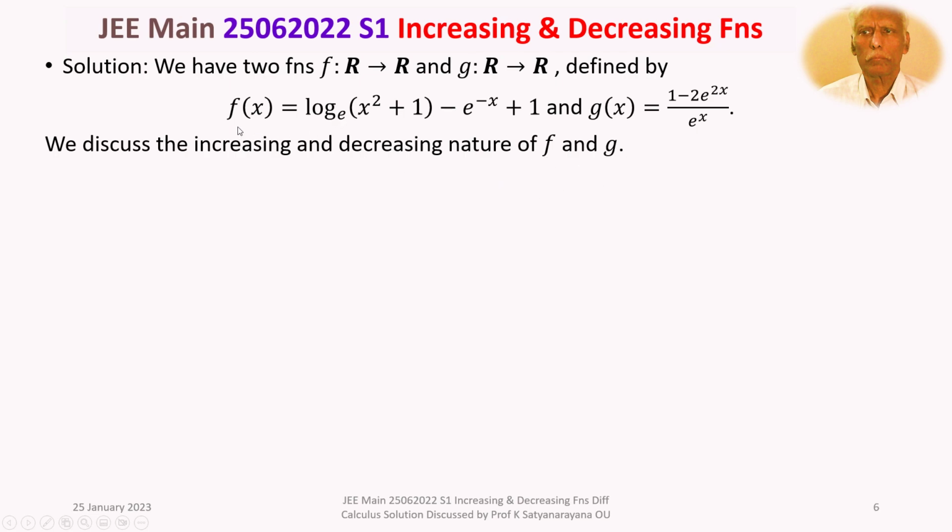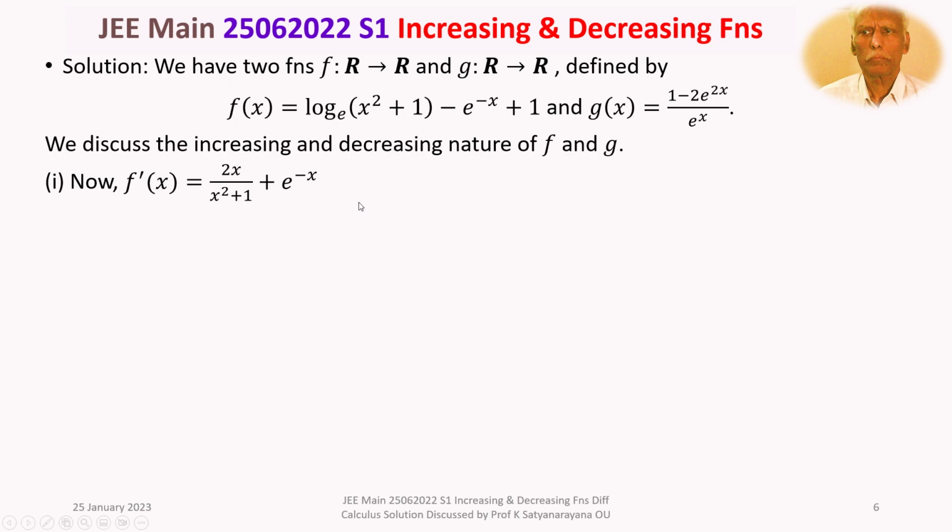First, we talk about f of x. We take f of x and take its first derivative. F prime x is equal to the derivative of log of x square plus 1, which is 2x by x square plus 1, and the derivative of minus e power minus x is plus e power minus x. Now the question is, is it greater than 0 for all x belongs to R? Is it less than 0 for all x belongs to R?